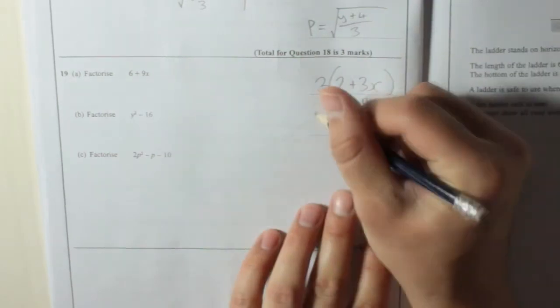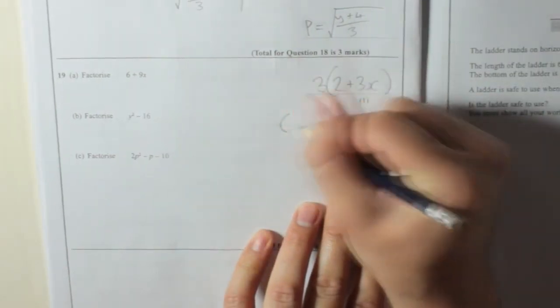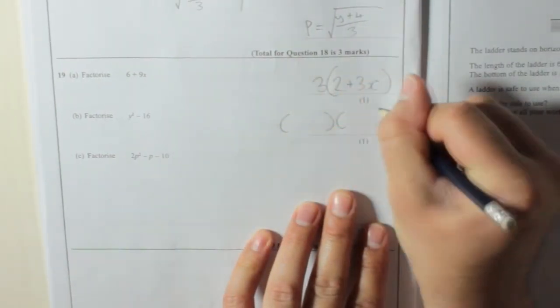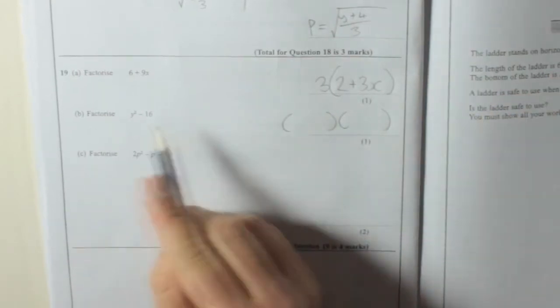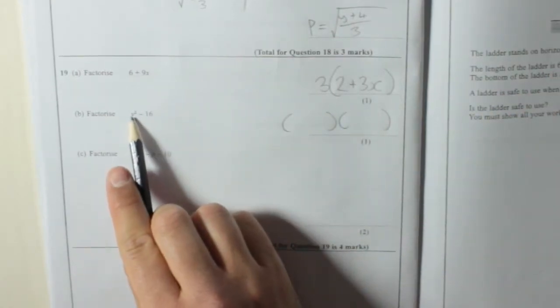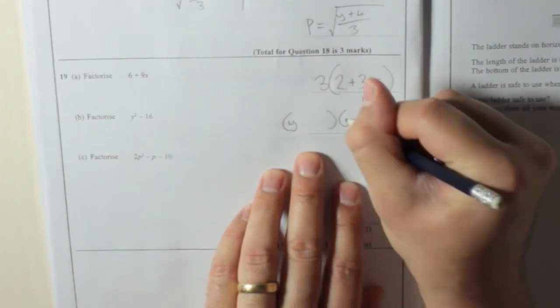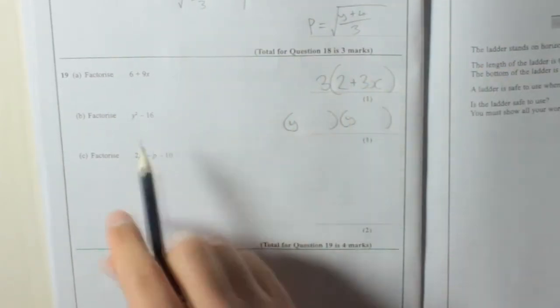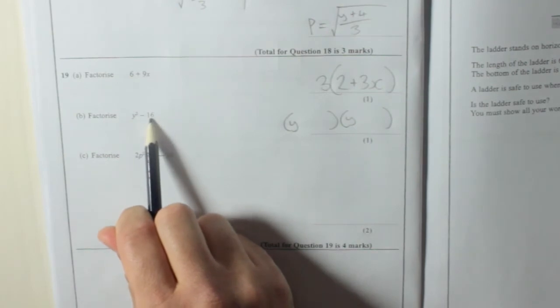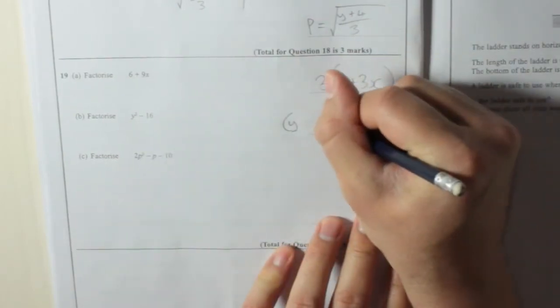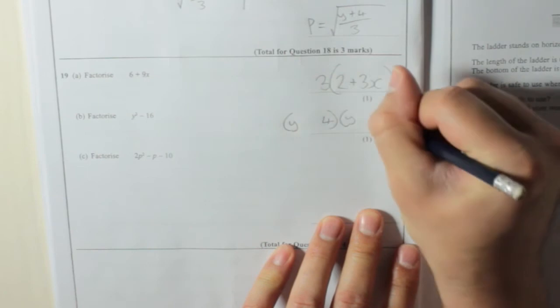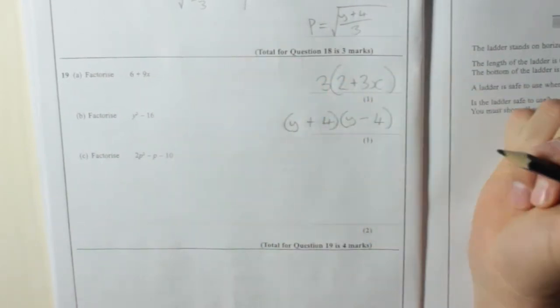Basically it's going to be a double bracket like this. The square root of the first part, which would be y, will go at the start of both brackets, and then the square root of the second part, 16, so that's going to be 4, will go there and there, and then one has to be plus and one has to be minus.